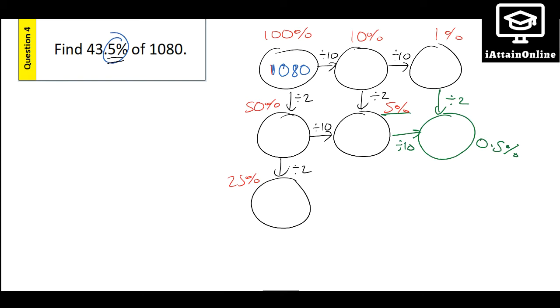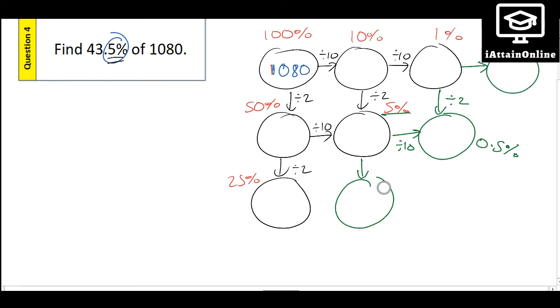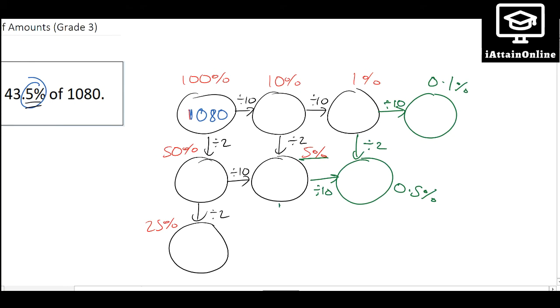You could also add another bubble as well. So you could add another one up here. You could divide by 10 over there, and in doing that you would find 0.1% of a number. So these two green bubbles that I've done are actually going to be quite useful. So let's just fill in the missing numbers.